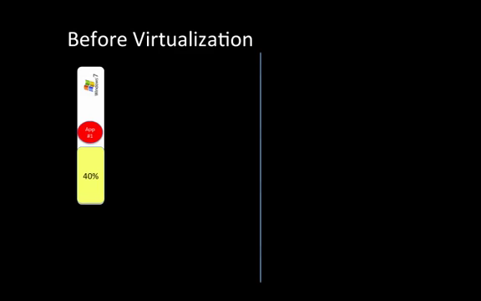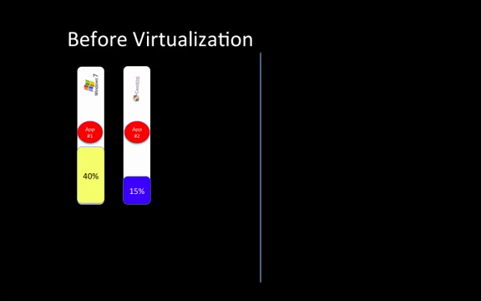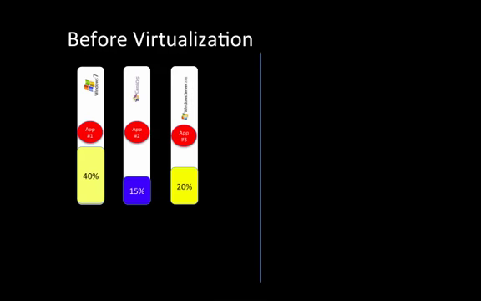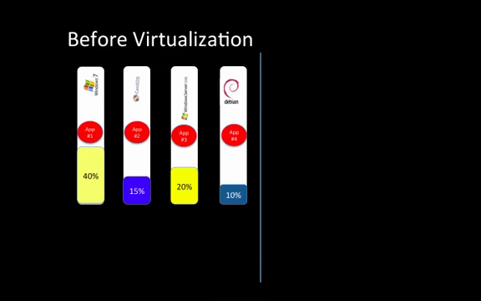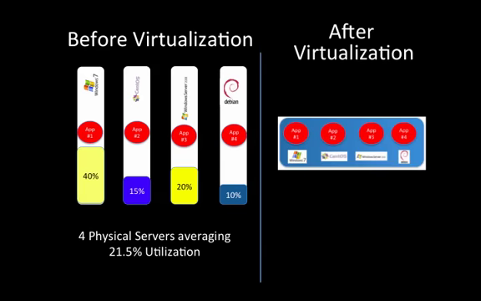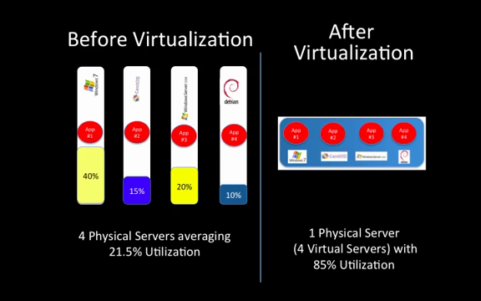Consider a company running multiple applications on multiple operating systems on multiple servers. It's like a lot of companies. This company has got one server running a single application at just 40% utilization. A second application is running at 15%, a third at 20%, and a fourth at 10%. That nets out to an average utilization of just 21.5% for all the company's servers. It's not very efficient. After virtualization, the company puts all four applications on a single server, which then runs at 85% capacity. That's much better.